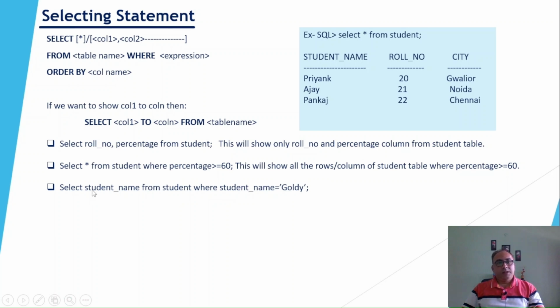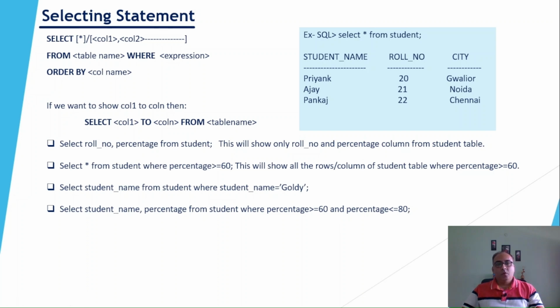Then another example is select student name from student where student name is equal to Goldie. Here we are just displaying information pertaining to one specific student. Then next, we are displaying information where percentage is greater than or equal to 60 and percentage is less than or equal to 80. If you want to know the names of students who have percentage greater than 60 and less than 80, this is the query.